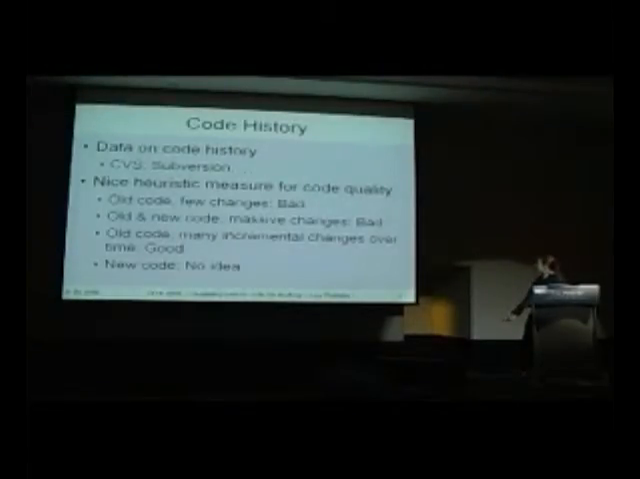Newer code that has seen massive changes is also not necessarily bad, but very suspicious, because with massive changes usually also come lots of bugs. If you see old code with many incremental changes over time, that's good. That means that it has been maintained continually and it has been in use and people have found bugs in it and removed bugs from it. And in new code, there's not really much you can say. It's also just an estimate, but it's so nice because you can see it at a glance.